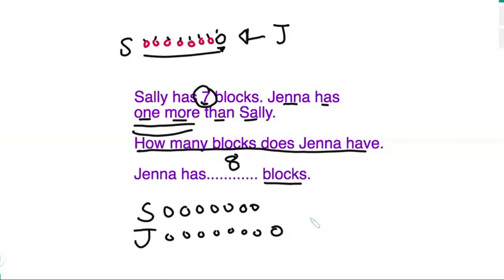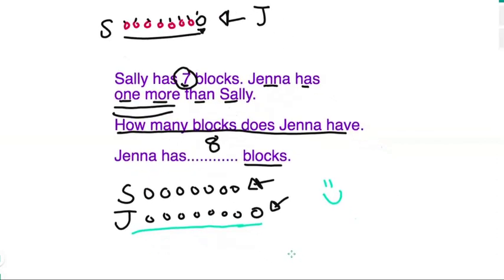Okay. Who has more? Does Sally have more, or does Jenna have more? Who has more blocks? Have a think. You're correct. Jenna has more blocks than Sally. Fabulous. Really good. Shall we do another one?